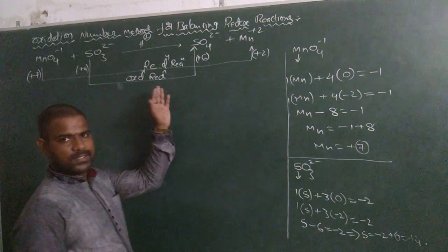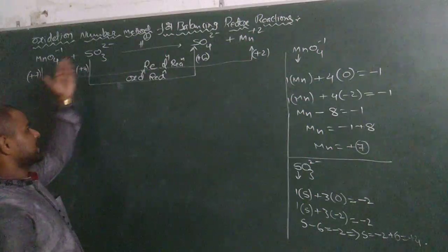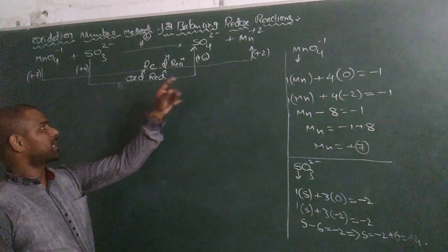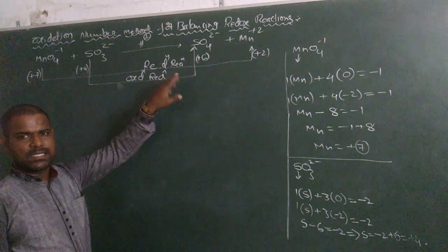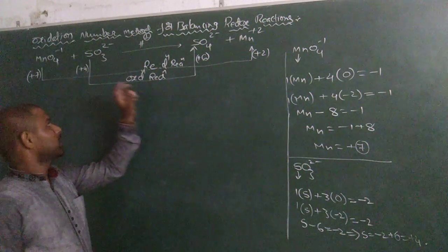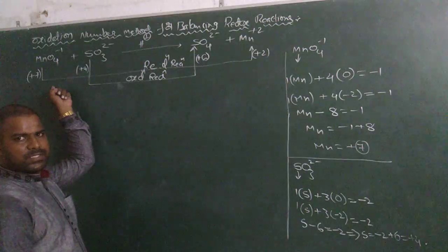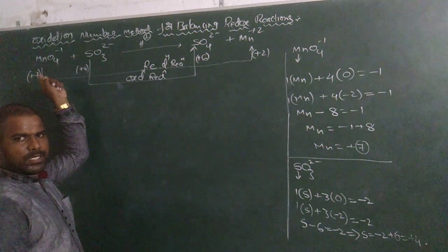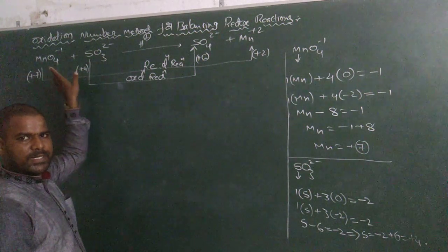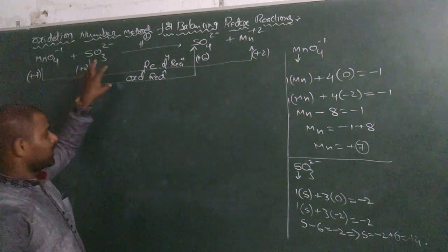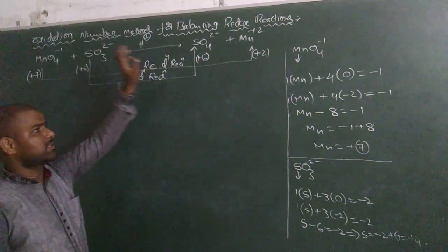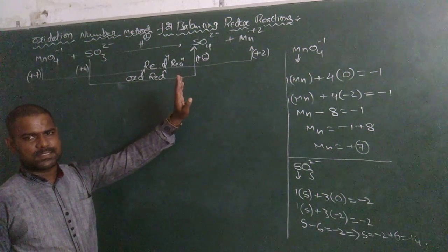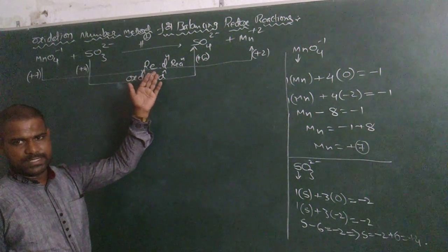Then we will write where there is a decrease in the oxidation state. There we can see the reduction reaction, because gain of electrons is the process called reduction. Here manganese is in the plus 7 oxidation state in the permanganate ion given to us, MnO4 minus. By gain of 5 electrons, manganese changes from the plus 7 oxidation state to the plus 2 oxidation state. So we call it a reduction reaction.